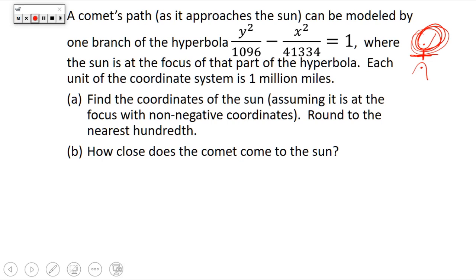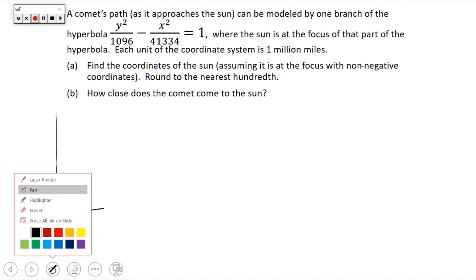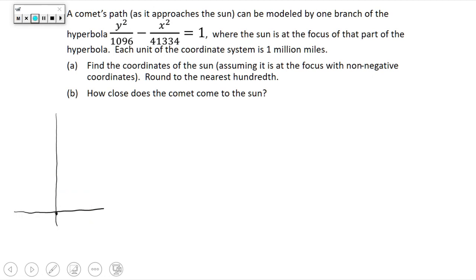Okay, so let's just draw a picture. I'm going to put the origin down here because I'm only going to look at the positive branch of this hyperbola. This is going to be b squared right here, and this is going to be a squared right here. So we can draw a few things in. If b squared is 1096, that means b is the square root of that, which is like 33 point something, so it's the square root of 1096 exactly.